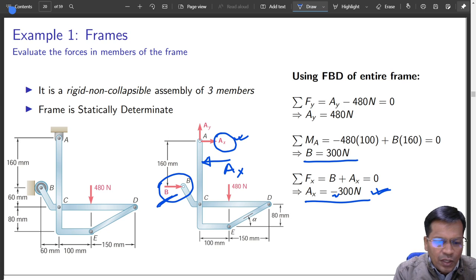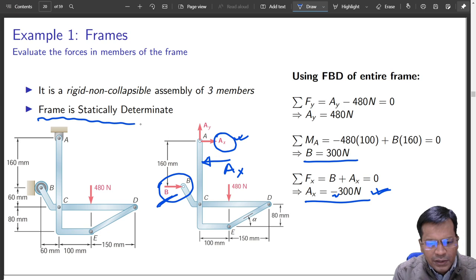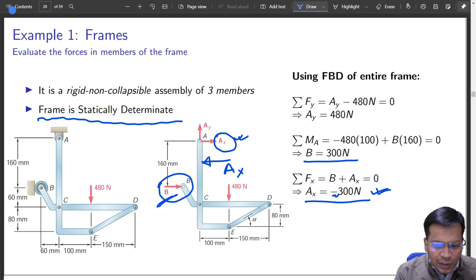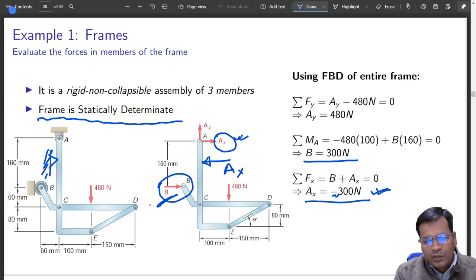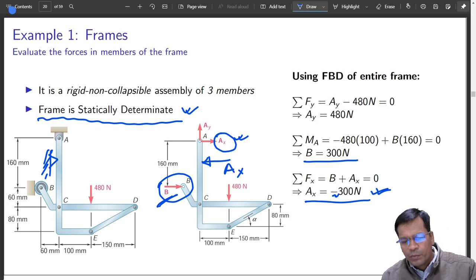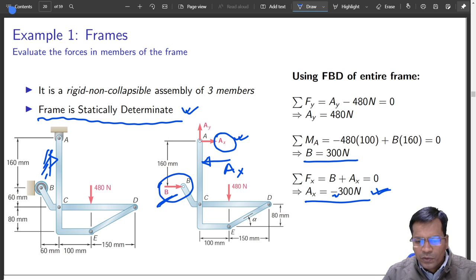Again, you have also seen this. This is statically determinate. What does it mean? It is not supported by more supports than desired. There is no extra number of supports, and it is not loaded in a different way which is making it unsolvable. So anyway, this is statically determinate. You can use our formula to find out, but it is not required so far.